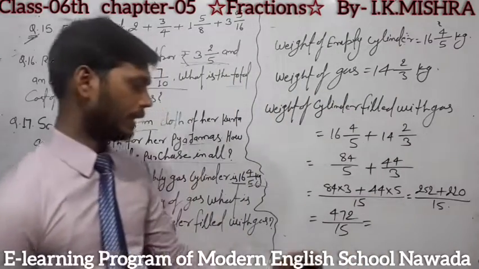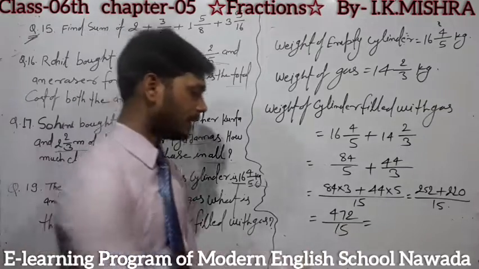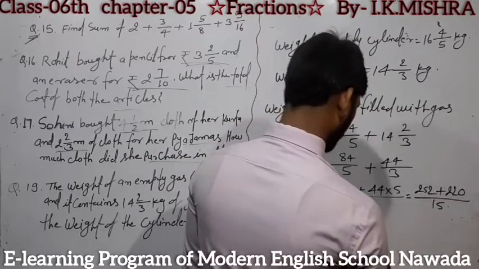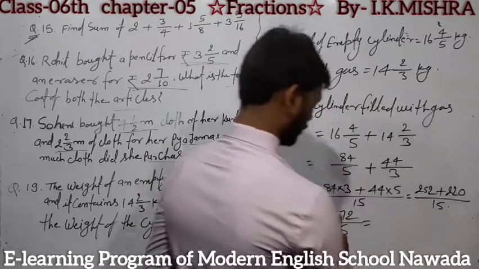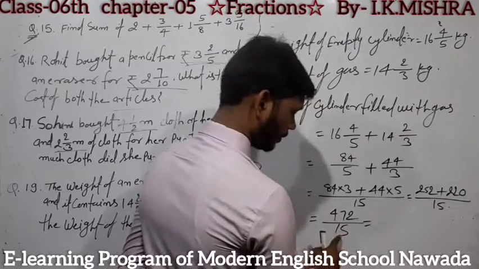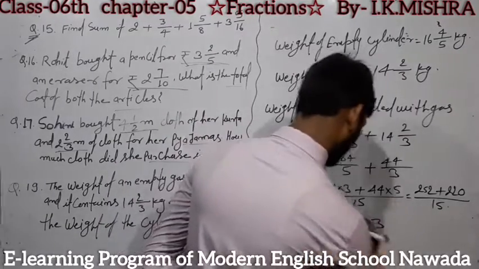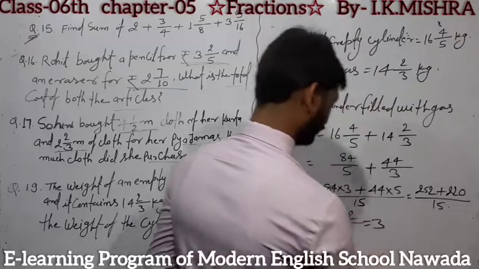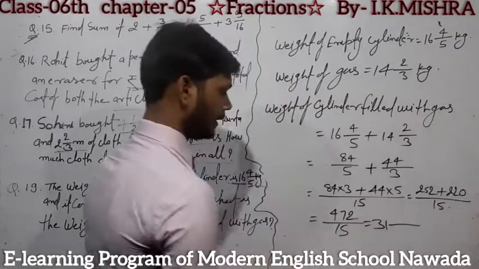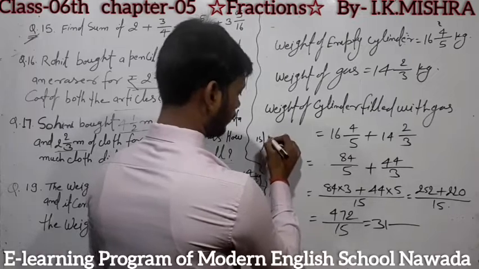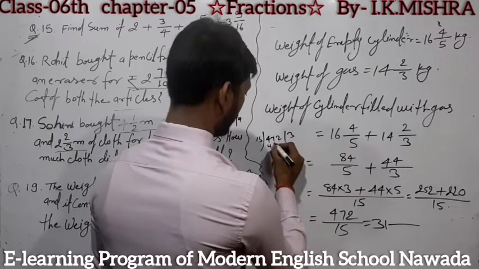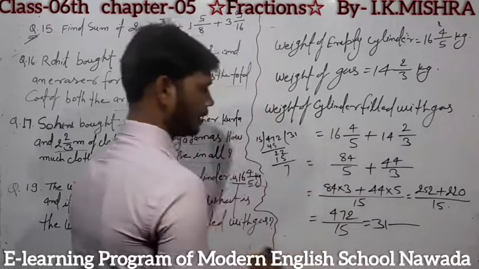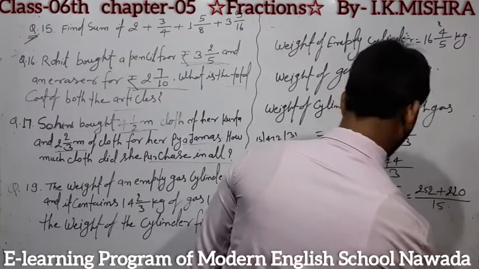Clear, students? You can do divide it here, 15, 3 times 45, remainder 2, 1 times, and here you divide 15, 4 7 2, here 3 times 45, 2 and 1 times 15, remainder 7, here 31 whole 7 by 15.